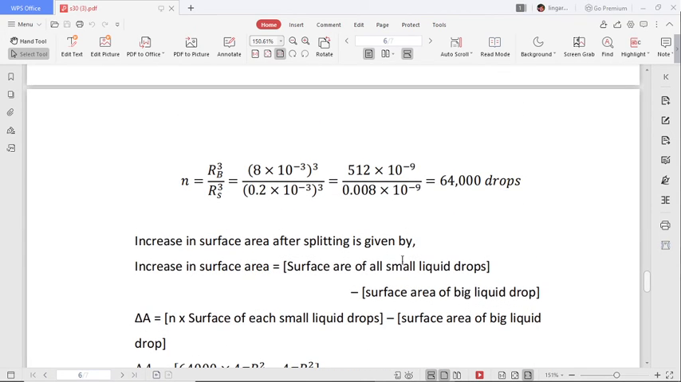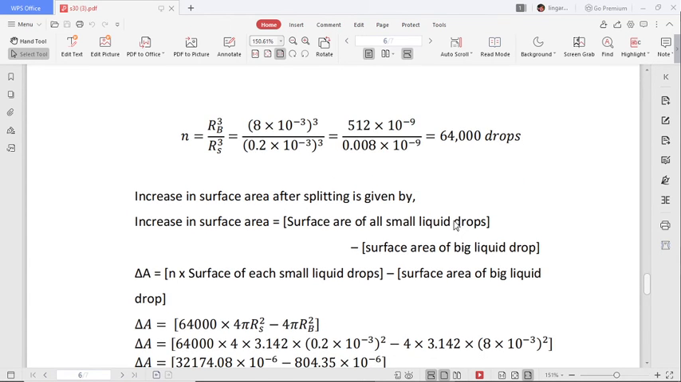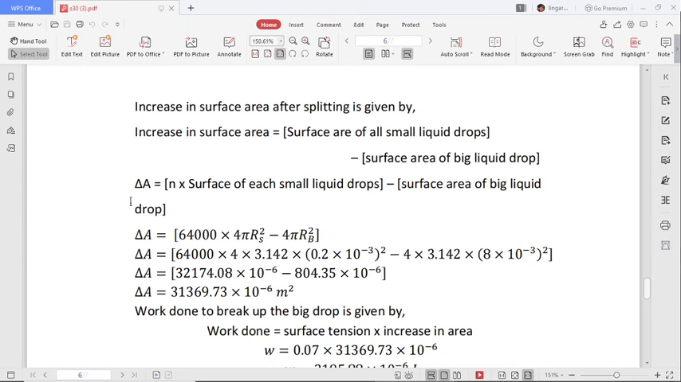After this, the increase in surface area after splitting is given by delta A. It is equal to the surface area of each small liquid drop times N, minus the surface area of the big liquid drop. We know these values, N is 64,000, and the difference of these values. So substituting the values into these formulas to get delta A, the increase in surface area, how much is it? It is 31,369.73 into 10 to the power minus 6.